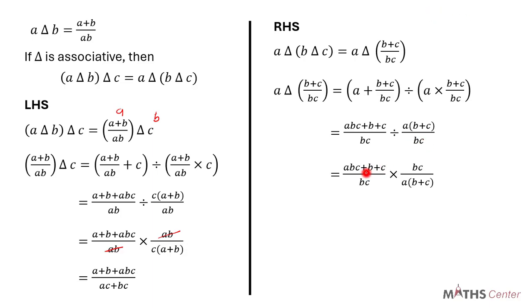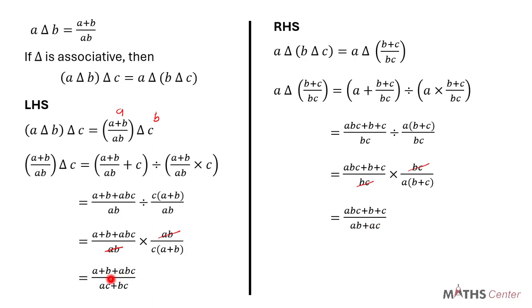From fractions, we know that this will give us abc plus b plus c divided by bc times bc divided by a times b plus c. So bc and bc will be gone. And so this is going to give us abc plus b plus c divided by ab plus ac. So what we have on the right hand side is abc plus b plus c divided by ab plus ac.